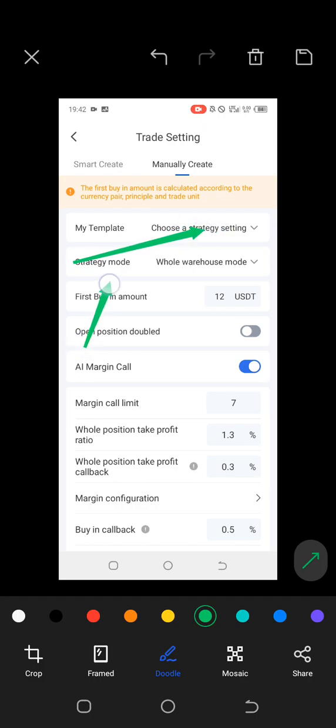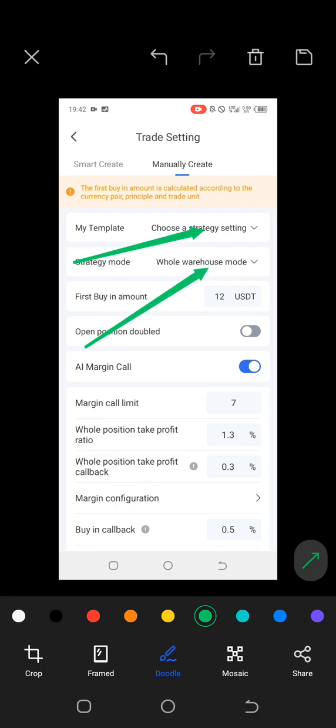Now we have the strategy mode. Some people, the first time they are trading on Royal Q, they always forget to switch their strategy mode to sub position mode or sub position mode real-time settlement, and then all their margin calls will be bought on the whole warehouse mode when they probably want to make profit on the sub positions. So if you are that type, you want to make profit on sub positions, ensure you change the whole warehouse mode to a sub position strategy mode, which is either the sub position mode or the sub position mode real-time settlement. You got it? Good.